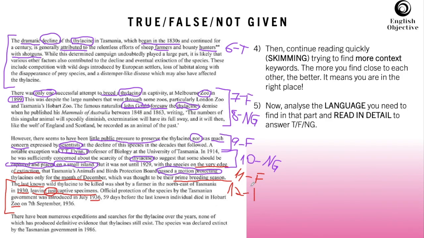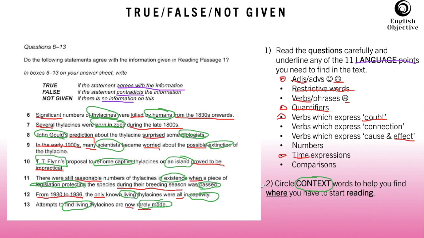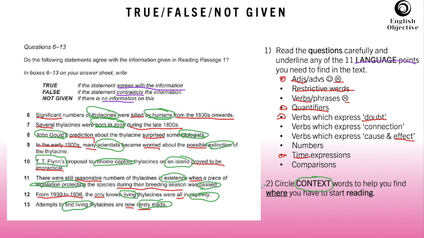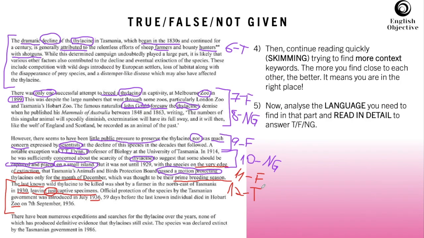I do have my time expression. I do have my restriction word only with the meaning just. And the last known individual, so that means all of the individuals were in the zoo, were all in captivity in the zoo. So yes, we have the synonyms and the paraphrasings, the right paraphrase. So that's why it's true.